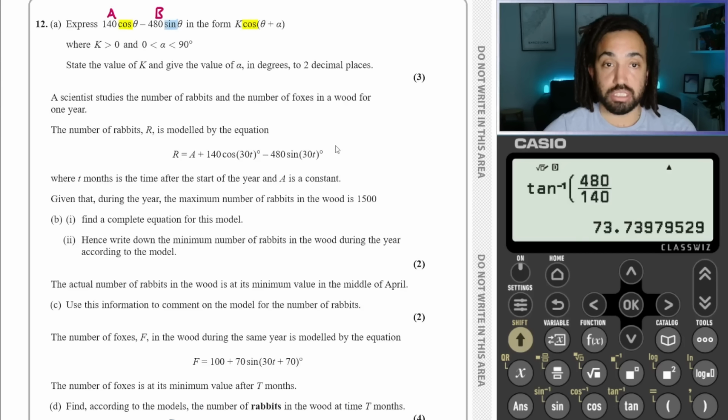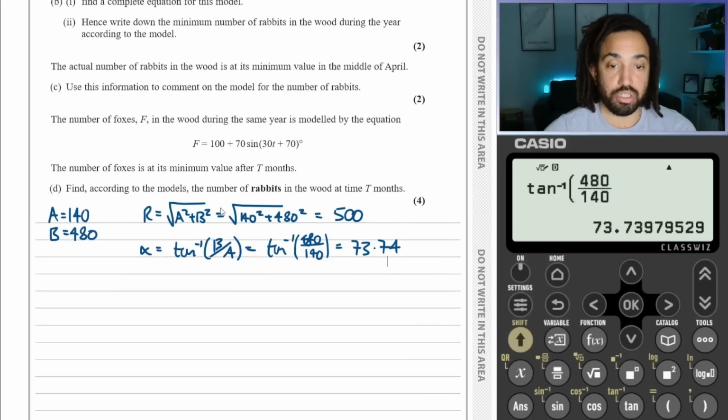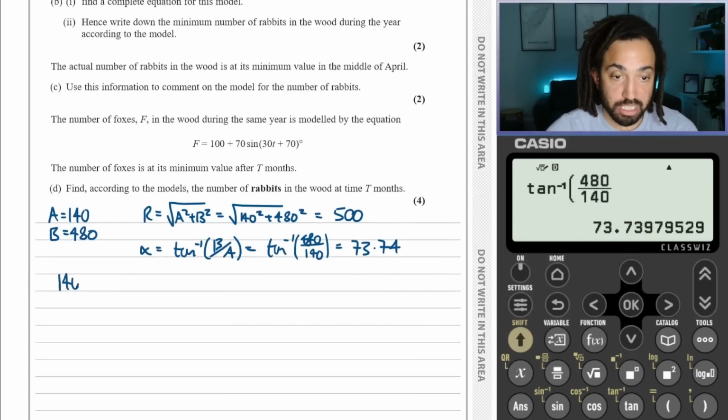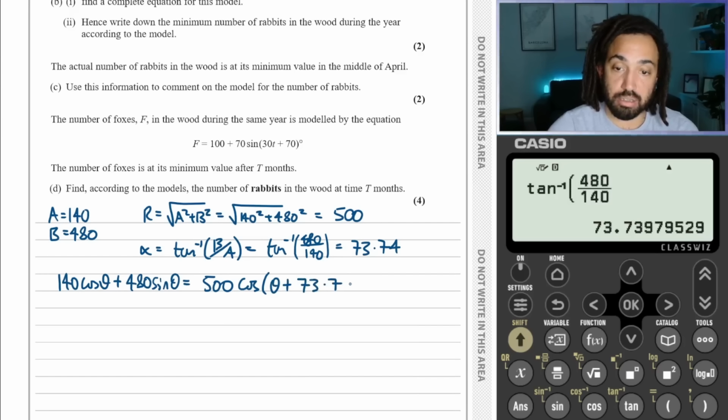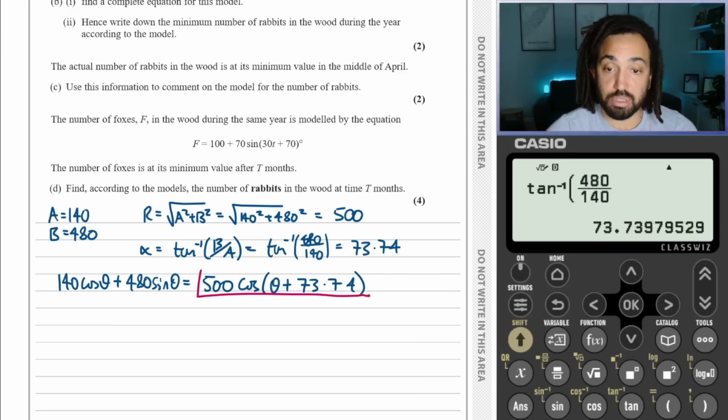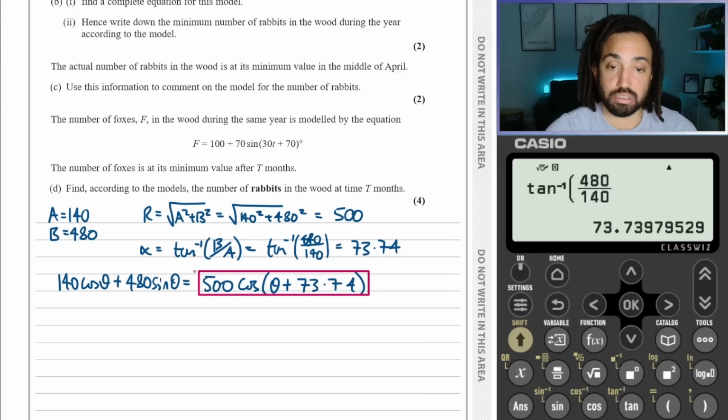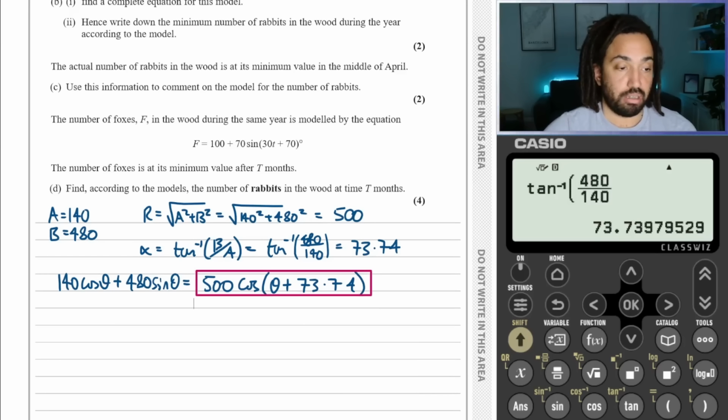Okay, now the question does say express that in the form. So I'm just going to do one final thing, which is by saying 140 cos theta plus 480 sine theta is equal to 500 cos theta plus 73.74. And that is expressed in that form, so definitely getting the marks. Perfect.